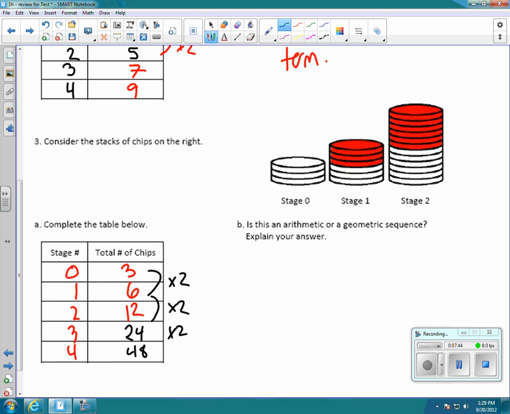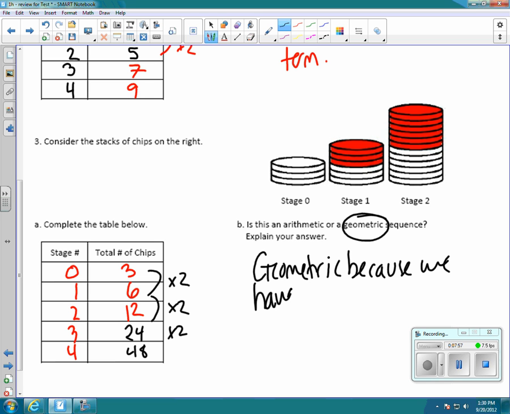So is it geometric or arithmetic? Well, this case is one where it's geometric, because we have to multiply. Okay, so it's geometric because we have to multiply to get to the next term.